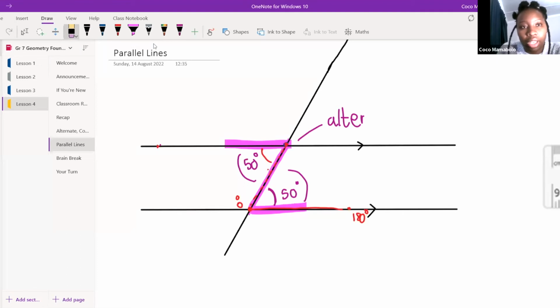Okay, I'll try that again. Alternate angles. Okay, thank you. I'm seeing somebody already saying they are alternate angles. Yes, Kutle Konke, you're correct.